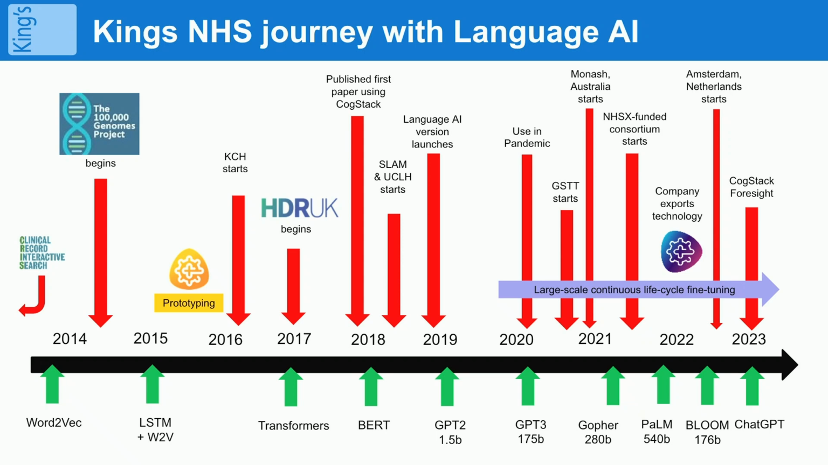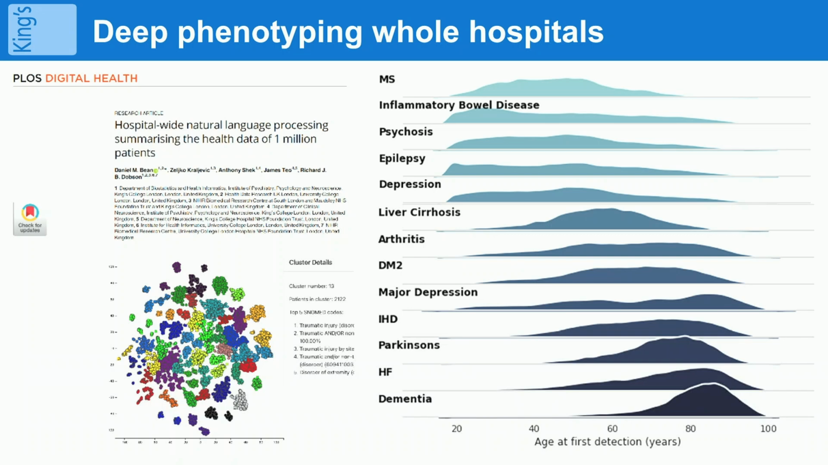And if you don't have enough data, the data that you generate will have structured missingness, and that structured missingness will generate bias. And so this was us deep phenotyping the whole of King's College Hospital for 20 years. Took us about 6 days.